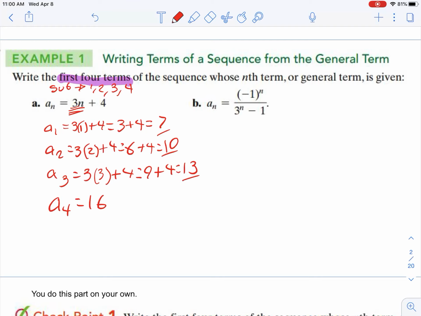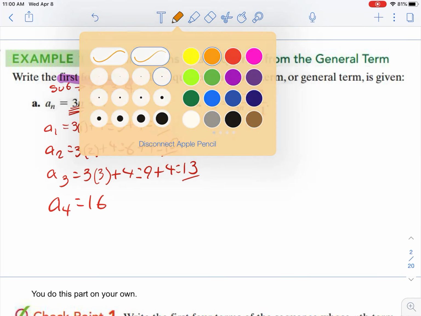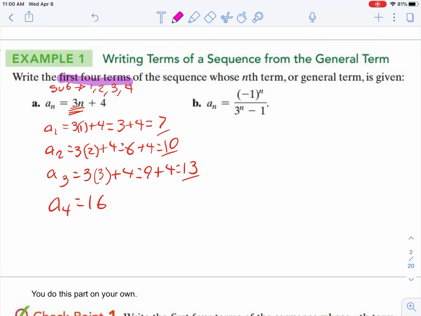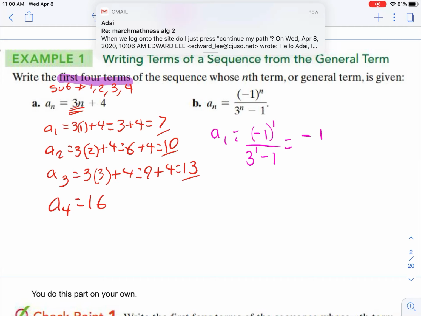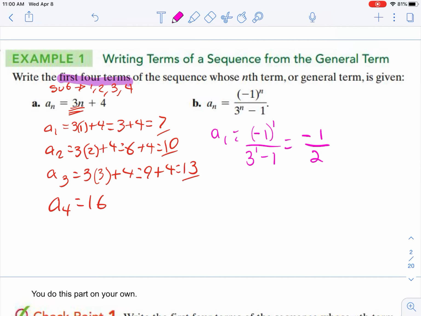The same sort of pattern follows, but in this next one, it might not be as simple as just adding 3 each and every time. With this, when we're taking a look at it, let me go ahead and do it in pink. We're doing the same thing. We're plugging in 1. So we have negative 1 to the power of 1 over 3 to the power of 1 minus 1, which means we're going to have negative 1, and then we're going to have 3 minus 1, which is 2. So we have negative 1/2.